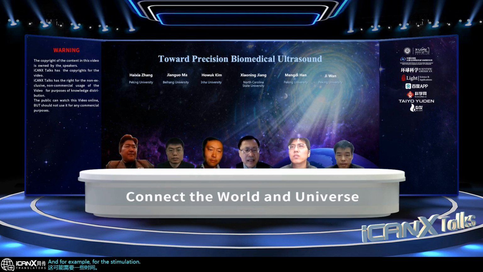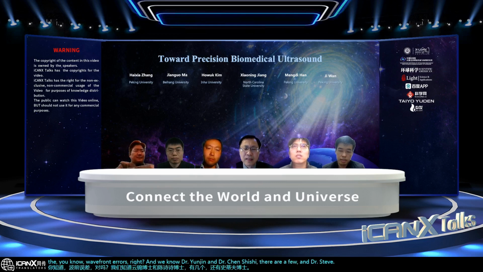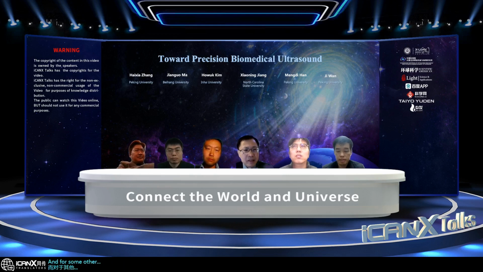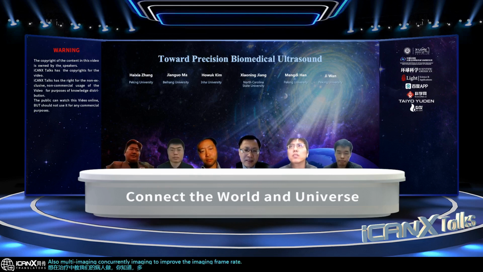For example, for stimulation, you need to account for the skull. You need to account for some of the wavefront errors, right? And we know Dr. Yun Jin and Dr. Chen Zhishi, there are a few, and Dr. Steve Comer at Duke, they have done some work in this field. And on the imaging side, I heard of some ongoing research. People want to do it in therapy too, tissue ablation too, to do multi-imaging, concurrent imaging to improve the imaging frame rate.